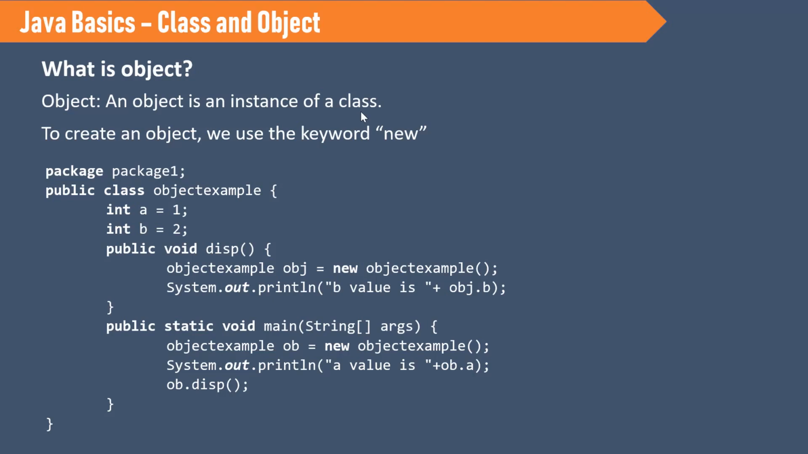For example, one house might contain 2 bedrooms and 1 bathroom, and another house might contain 3 bedrooms and 2 bathrooms. So the objects might differ in their properties. So an object is nothing but an instance of a class. To create an object, we use the keyword new. So let's see in a program how we can create an object.